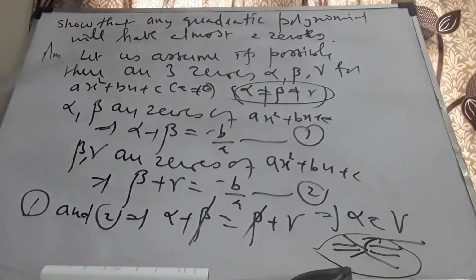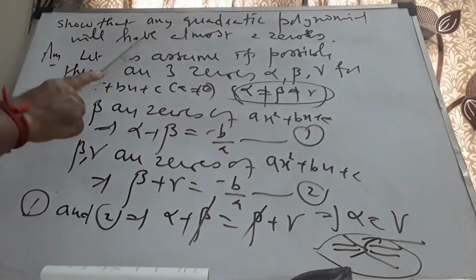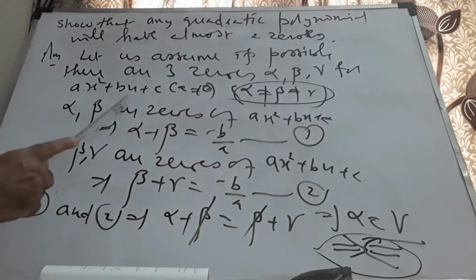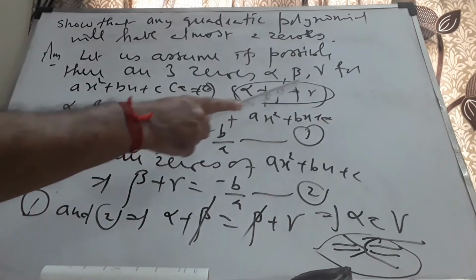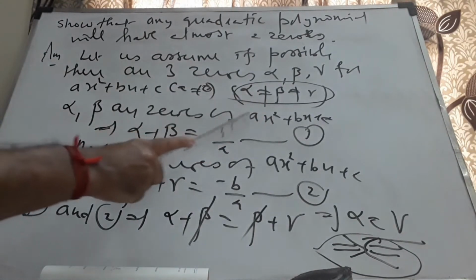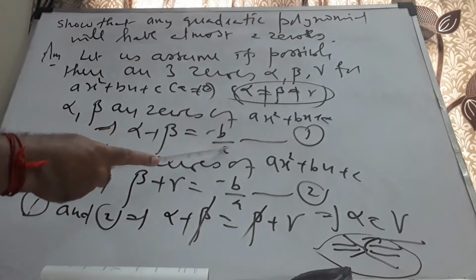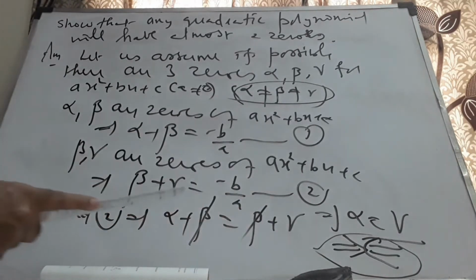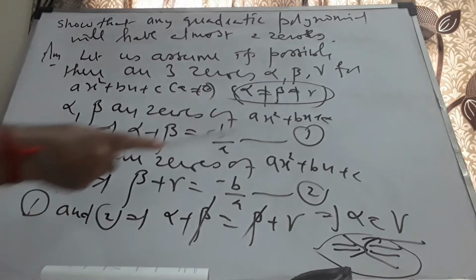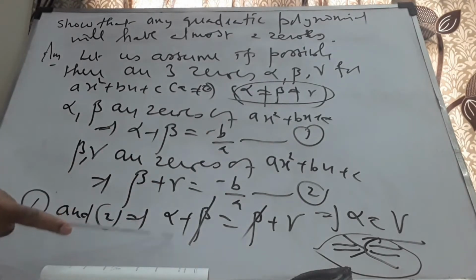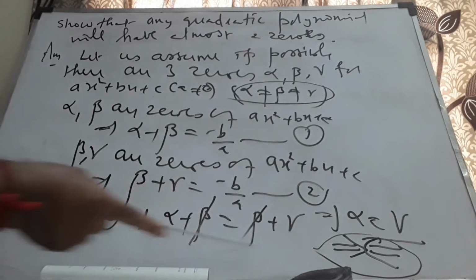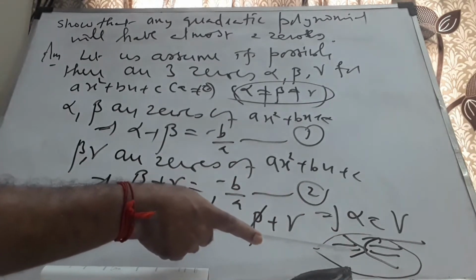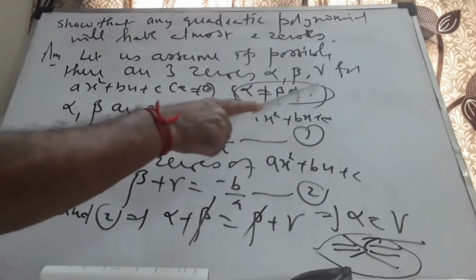Let me explain the whole lot once again. Show that any quadratic polynomial will have at most two zeros. Let us assume, if possible, there are three zeros alpha, beta, gamma for ax square plus bx plus c, a not equal to 0, where alpha not equal to beta not equal to gamma. Now, alpha, beta are zeros of ax square plus bx plus c. We have seen the sum of the zeros is minus b by a. Name it as equation 1. Now, beta, gamma are zeros of ax square plus bx plus c, which will imply beta plus gamma is minus b by a. Equate 1 and 2; they are both equal to minus b by a. So alpha plus beta is equal to beta plus gamma, beta gets cancelled, which will imply alpha is equal to gamma, which is a contradiction. This symbol is meant for contradiction. This is a contradiction to the fact alpha not equal to beta not equal to gamma.